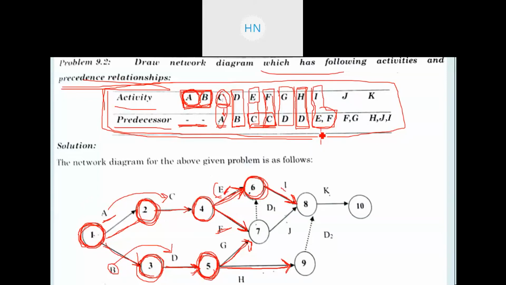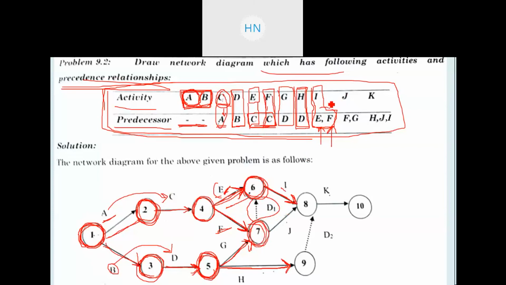But along with E we have one more activity as a predecessor, that is F. So to add this F, we cannot directly add it with this path, right? Directly we cannot add it with the same path, because that will be a parallel network. So parallel network is avoided. To avoid that error, we are adding one dummy activity. Here you can see we are adding one dummy activity with a dotted arrow, and we are naming it D1, right? And for that we are adding one event, that is event number 7, right?